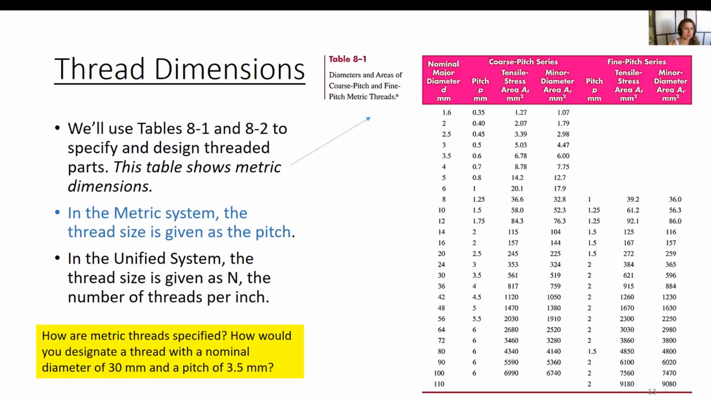In the metric system, the thread size is given as the pitch, as that second video explained. In the unified system, the thread size is given as N, the number of threads per inch, also sometimes seen as TPI. So in your quiz, you'll be asked how are metric threads specified. How would you designate a thread with a nominal diameter of 30 millimeters and a pitch of 3.5 millimeters?